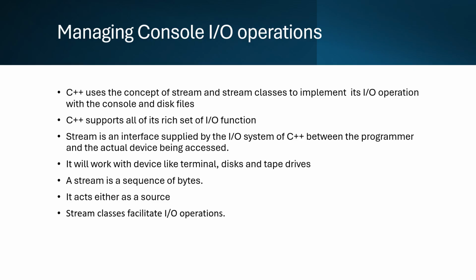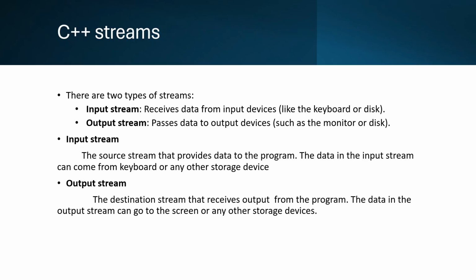So what is a stream? A stream is a sequence of bytes. It is not a single byte, it is a sequence of bytes. It acts either as a source or destination; stream classes facilitate IO operations. So what is a C++ stream? A stream is a sequence of bytes, transferred to and fro from one end, the source, to the other end. That transfer is known as the stream.